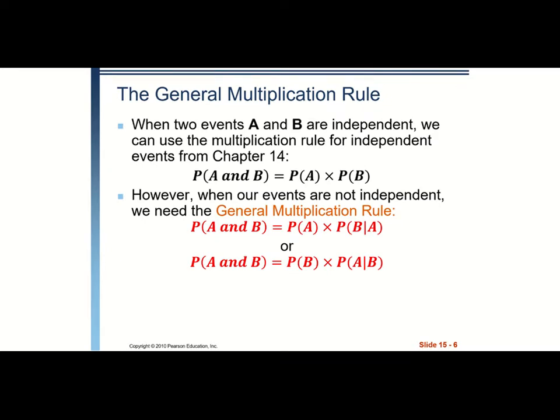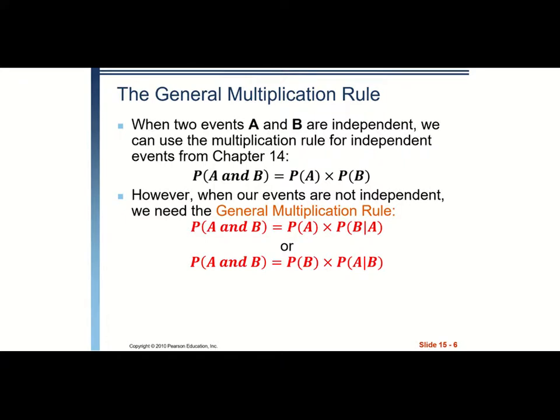Last chapter, when we were multiplying two events, they were independent. We could just multiply the probability of A with the probability of B, and that was our answer. Now, when we have events that are not independent, one is affecting the other, and we have to take into account how it's affecting the second event when we do that multiplication. So the probability of A and B is the probability of A times the conditional probability of B given A. Or the reverse of that, probability of B times the conditional probability of A given B.